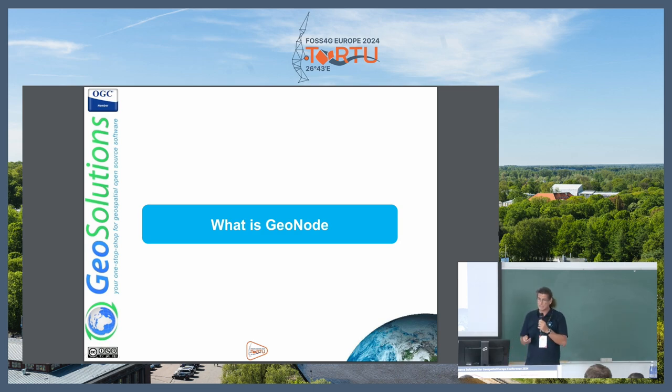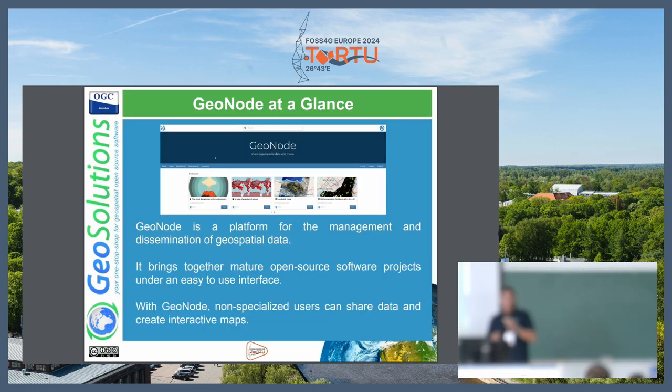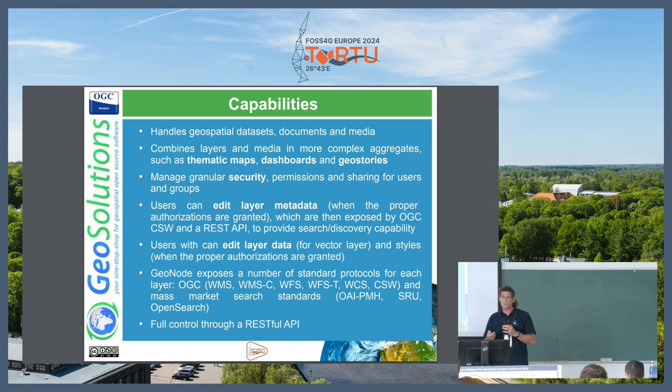So, starting with what GeoNode is. GeoNode is a platform for making it easy to publish geospatial information, layers, documents, and so on. It's made of different pieces, different projects which are mature, and provides them with an easy interface so that users who are not specialized can upload, publish information and merge them together.